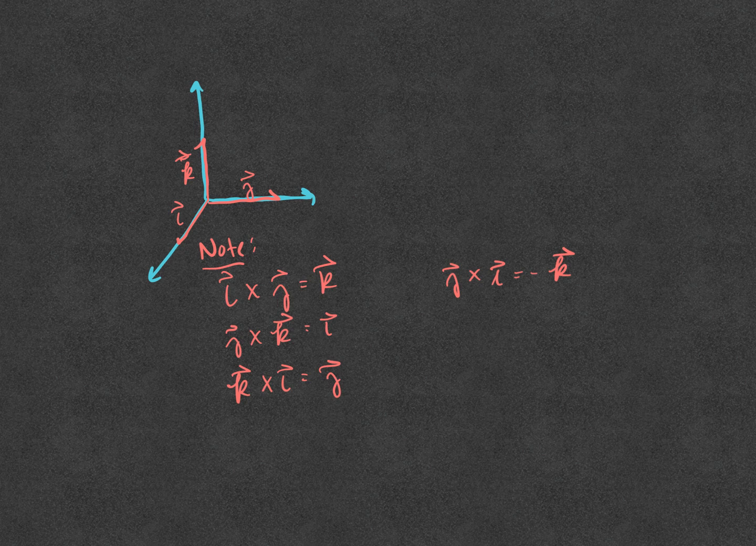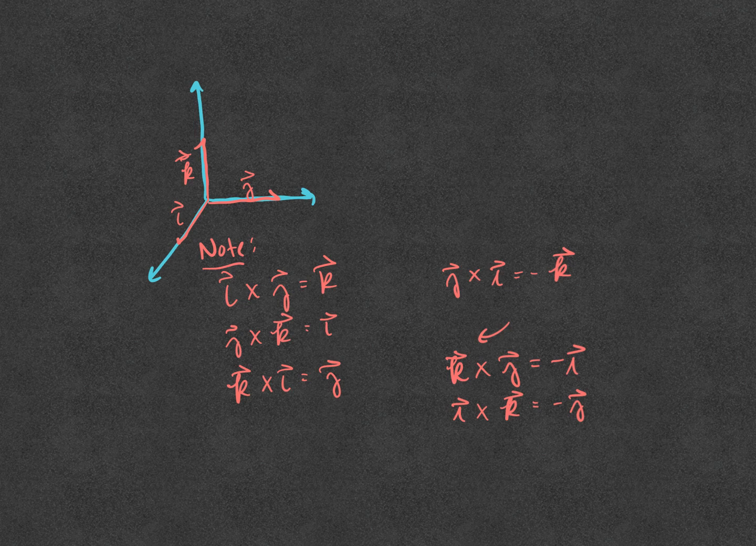Remember, it's following the right hand rule because it goes this way. So your fingers need to curve this way so it's down. It's out of the page. So that's where the negative comes from there. And then k cross j is negative i, and i cross k equals negative j.